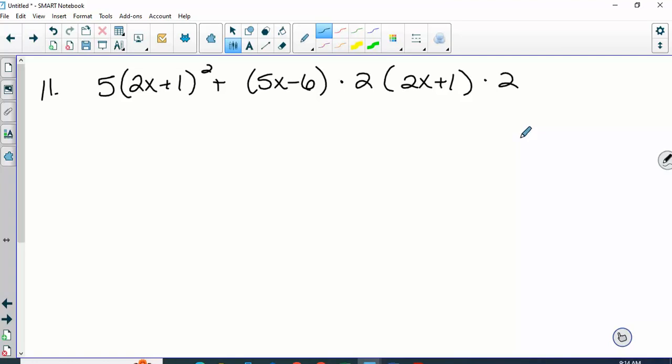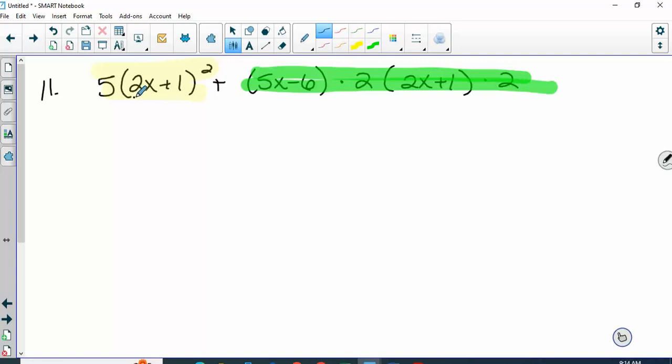Our directions were just to factor it. How many terms do we have? 2. Terms are separated by addition and subtraction. This whole thing is a single term, and this whole thing is a single term. Right, so we are looking for a greatest common factor. The first term has a 5. Does the second term? No. So I can't pull that out.